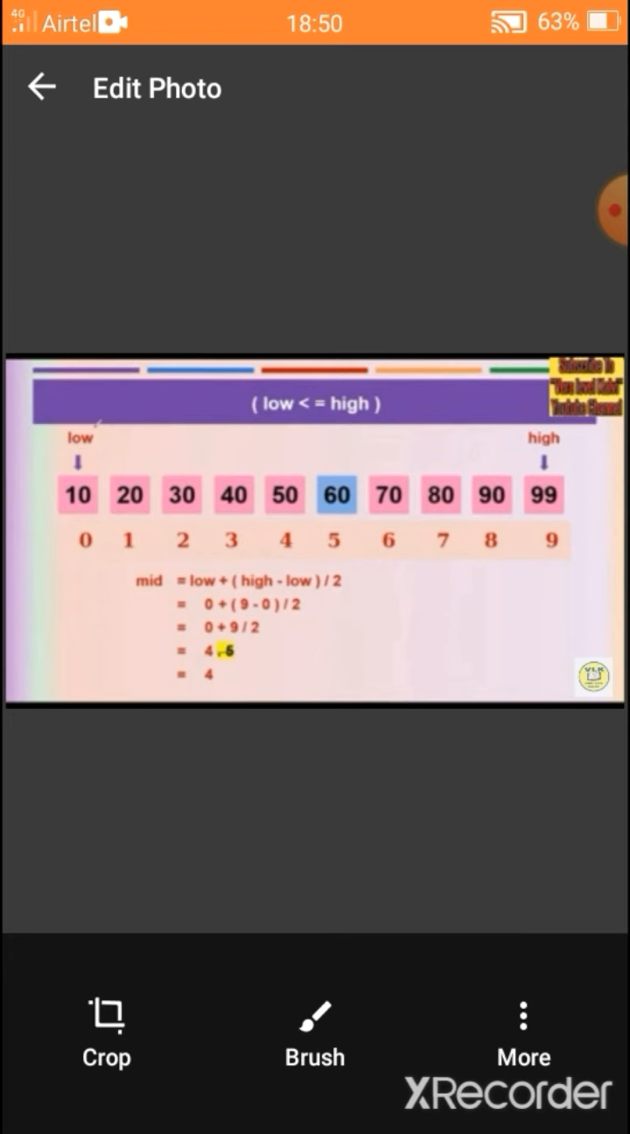So we have to substitute index values in this formula. Not a value, we have to substitute index values. So what is the lowest value in the index? 0. So 0 is substituted, plus what is the highest index value? That is 9. So 0 is subtracted from 9. What is the result? We get 9. So 9 is divided by 2. We get the value 4.